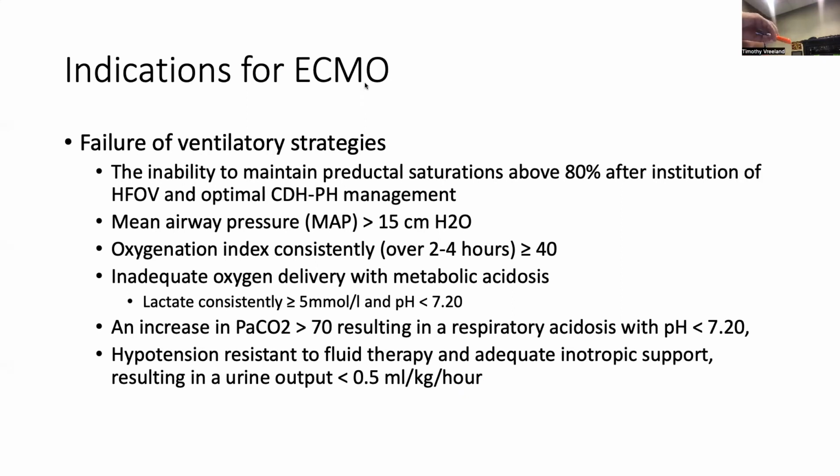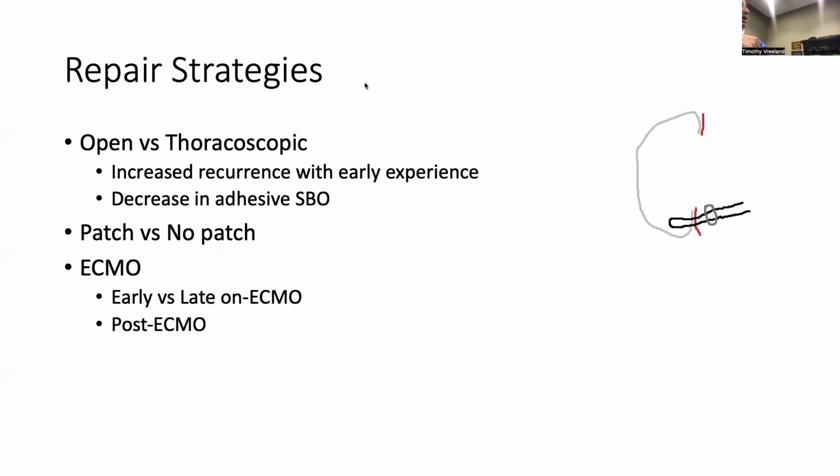Other indications: inadequate oxygen delivery with metabolic acidosis, so lactate consistently greater than 5 and pH less than 7.2. If your PaCO2 is greater than 70 and you've got a respiratory acidosis, and then hypotension resistant to fluid therapy or inadequate inotropic support. It's very common for these babies to get 2 little boluses, 10 per kilo saline, and then start on a little bit of dopamine. That's fine, but if you're really starting to escalate from there, you should consider going on ECMO.